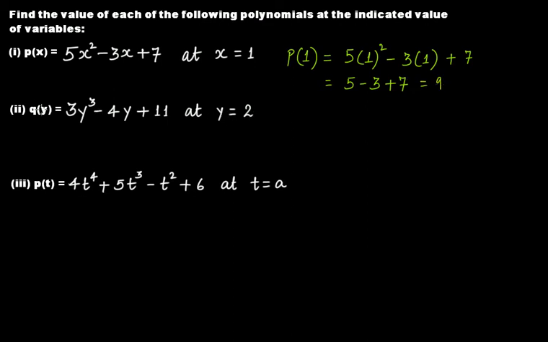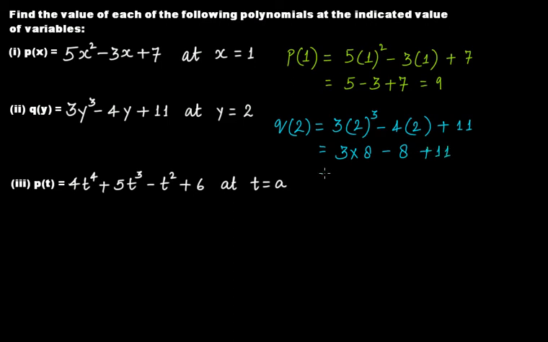At y is equal to 2. So q, at the place of y you have to put 2. So q(2) is equal to 3 y cubed, it's 2 cubed, minus 4 multiplied by 2 plus 11, right? So this gives you 3 multiplied by 8 minus 8 plus 11, and from here you get 24 minus 8 plus 11. This gives you what? 24 minus 8 is 16, plus 11 is 27.